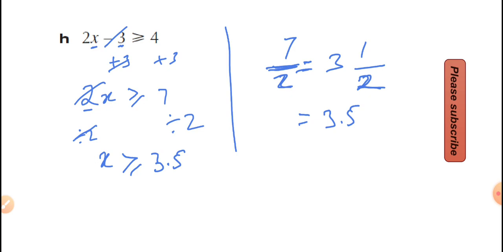So we now know x has to be equal to or greater than 3.5. But if they asked you what's the smallest possible value or the smallest integer that x could be, the answer would have to be 4. x is equal to 4. But that's the smallest whole number that x could be.